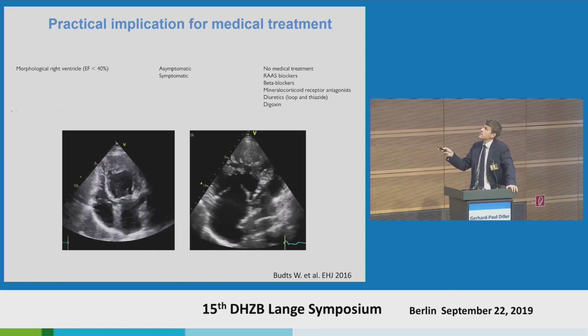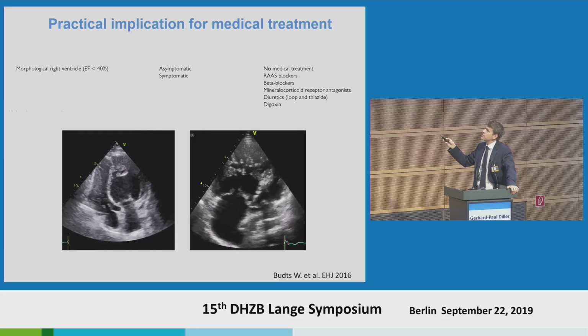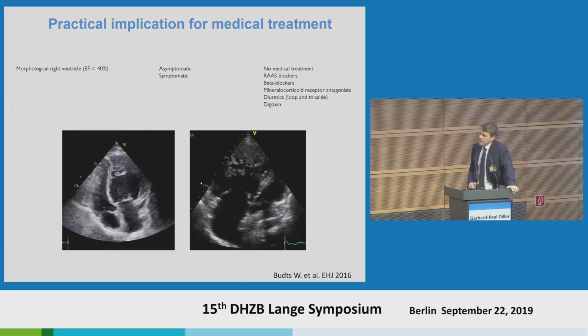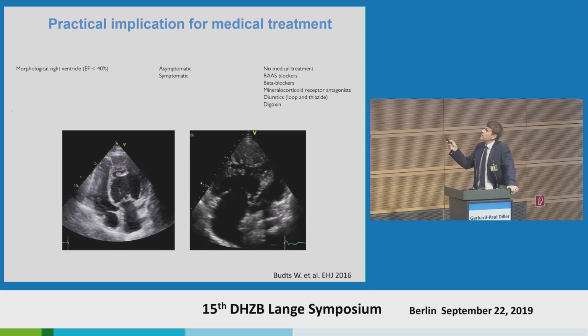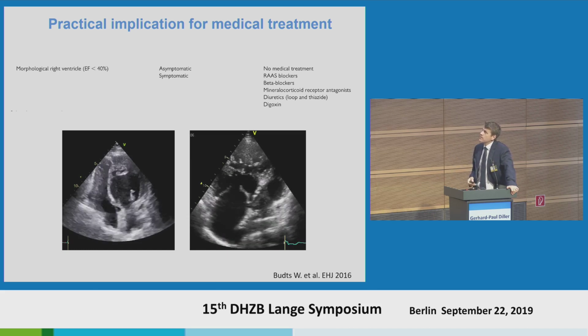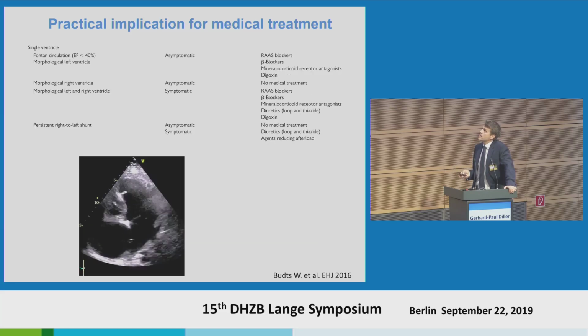I don't know where it comes from, but I think if you have a reduced right ventricular function, if you have a symptomatic patient with systemic right ventricle, it makes a lot of sense to treat him with heart failure medication. In the asymptomatic patient, it's a little bit more open to discussion, but these patients, if they have a reduced systemic ventricular function, may also benefit from this treatment. So I think this is a reasonable recommendation to make and probably a useful starting point.